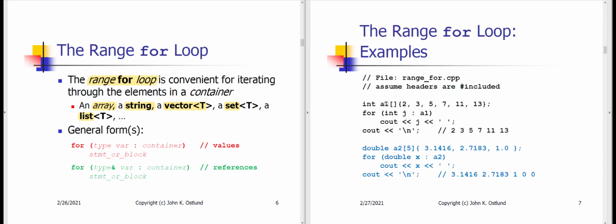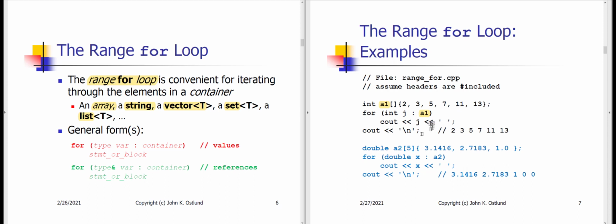Here's an example in which we're using an ordinary int array, A1. So A1 is an array of int initialized with 6 int values. And because the array is locally defined and the compiler knows that A1 is the name of an array, I can use a range for loop to step through and access each of the elements of A1 one at a time.